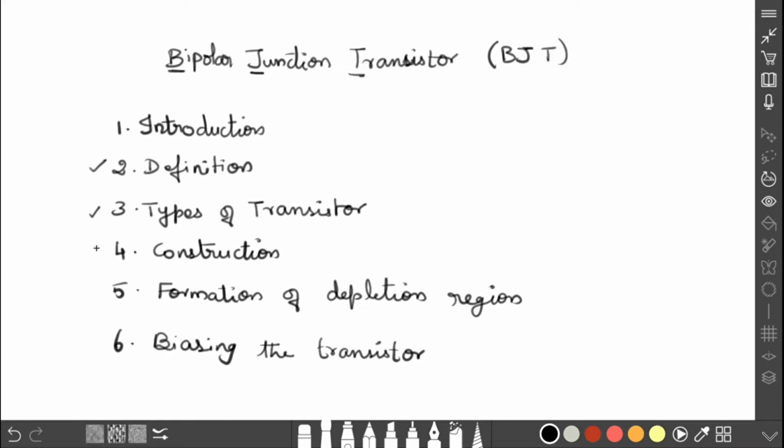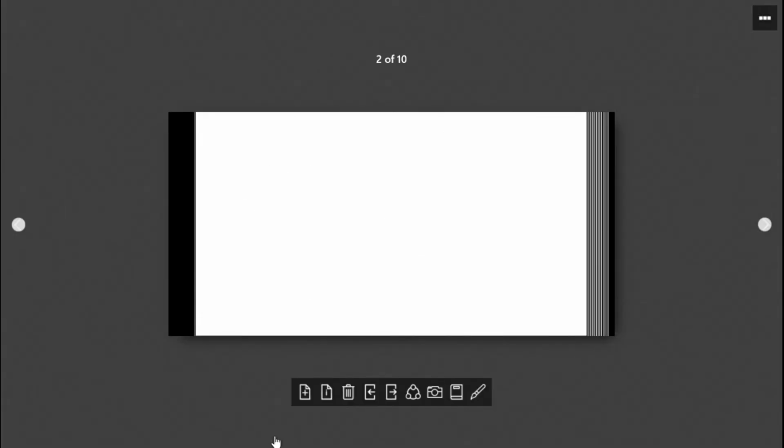types of transistor, types of BJT and how it is constructed, and then formation of the depletion region, and then biasing the transistor, how the transistor is biased. So this part only we are going to discuss one by one. So let us start the introduction part. Let us go to the next page and start the introduction.